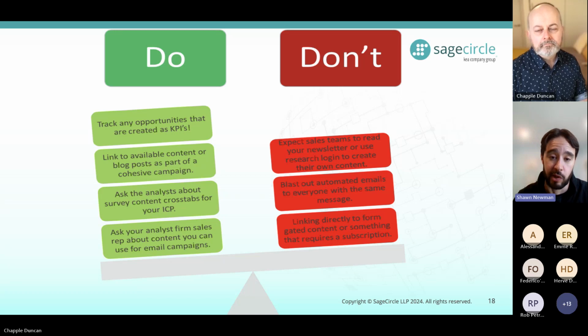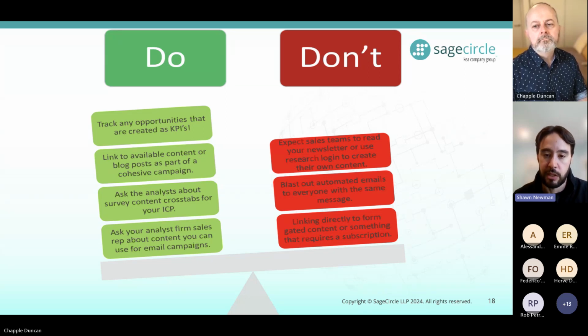Once you're a client, they want to make sure that you renew. So anything they can do to help you get more value is something that they're going to work with you on. Most likely, they're not going to tell you flat out no. There'll be a way that they can work with you on it. Again, don't expect your sales team to read your newsletter or use a research login on their own. Don't blast out automated emails to everyone with the same message, and don't link directly to form-gated content or something that requires a subscription, because that's just going to create frustration with your prospects, and they're not getting any value from that.